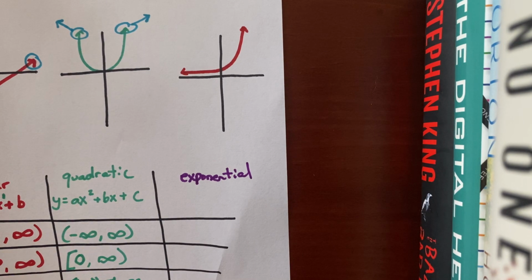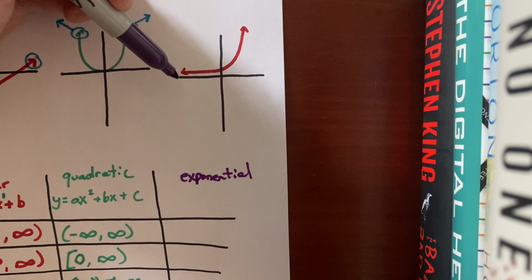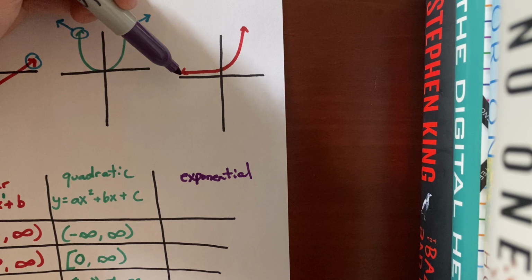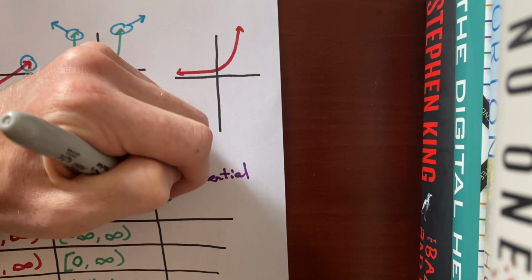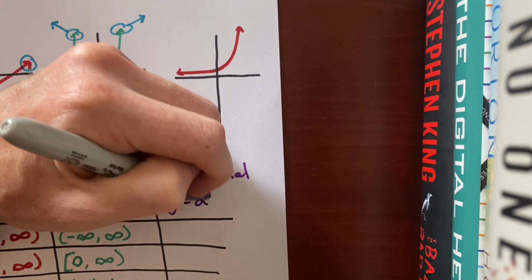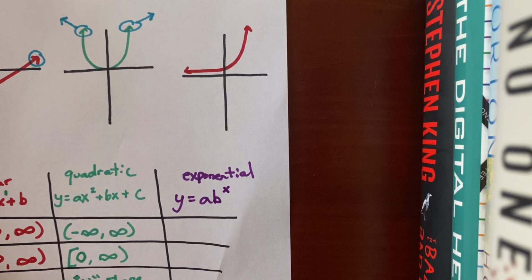And like I said, we have exponential growth or decay. This picture here is a growth. As you read it from left to right, like a book, it is getting larger. All right, so this looks something like this, a times b to the power of x. We'll get into the actual form of the equations probably a little bit later.